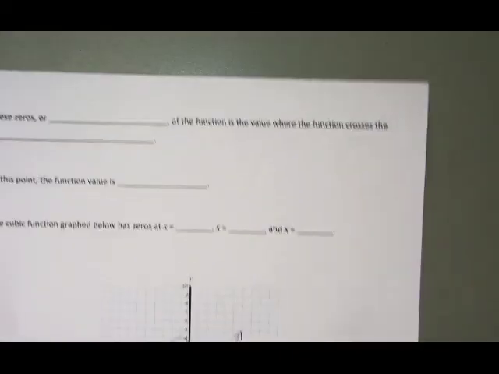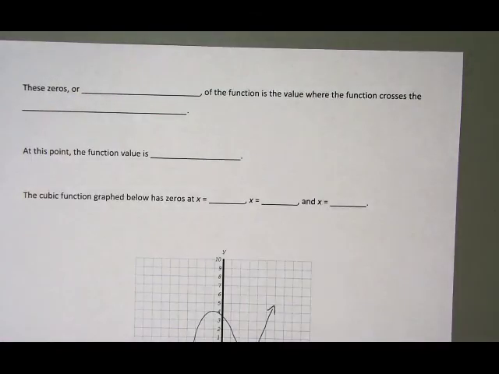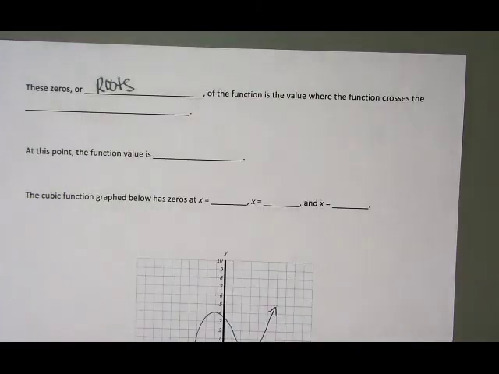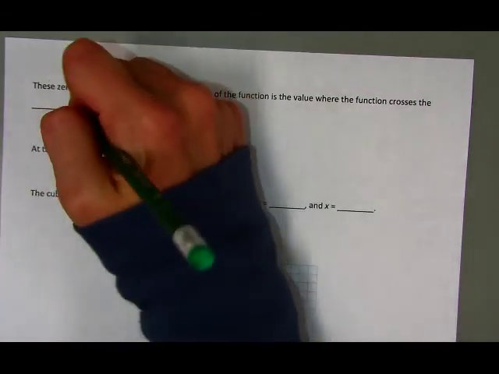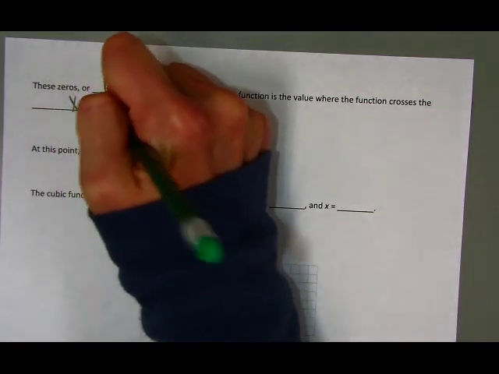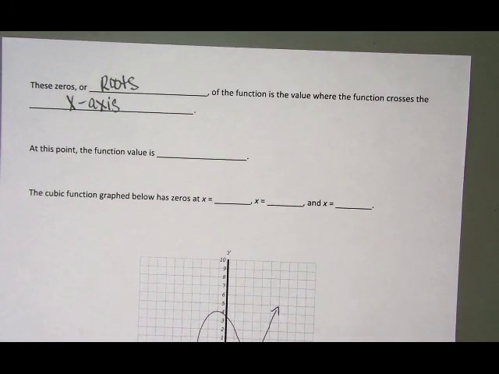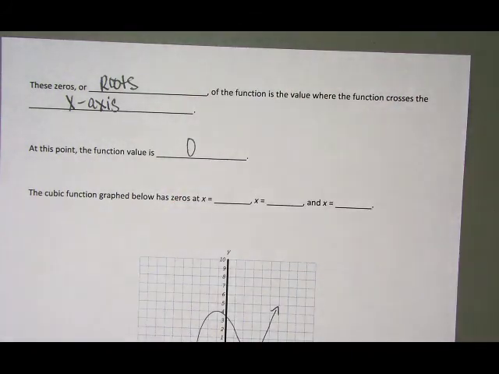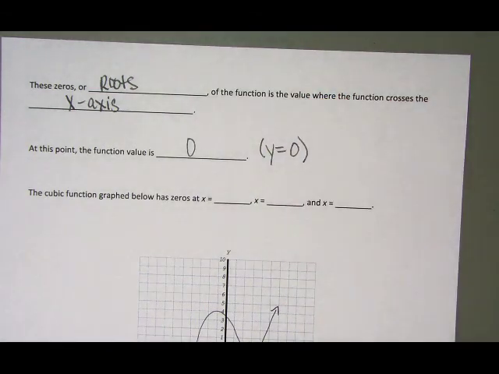On the next page, these zeros, or we can also call these roots, of the function is the value where the function crosses your x-axis. I know we've talked about this several times in class, but it's where your graph crosses your x-axis. At this point where it crosses your x-axis, your function value is going to be 0. So in other words, you know that your y value at that ordered pair is going to be equal to 0.